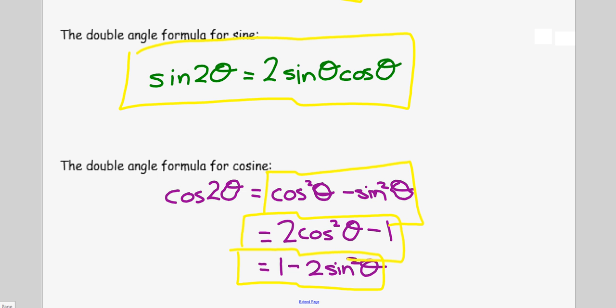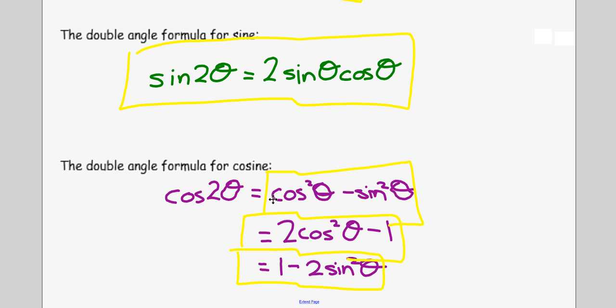Let's just go with the first one, because this one's easy to use because we know cos theta and we know sine theta. But we also know cos theta, so we could have plugged it in here, and we also know sine theta, so we could have plugged it in there. So because we know cos theta and sine theta, we could use any one of these.